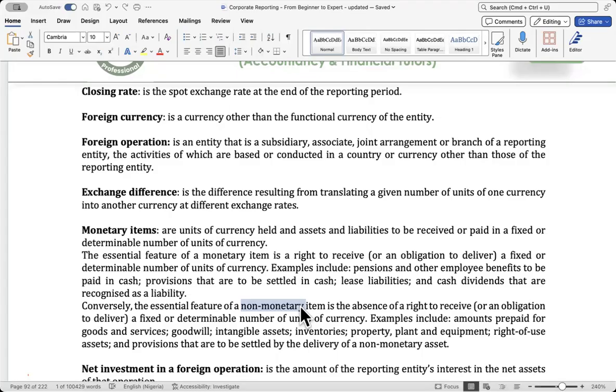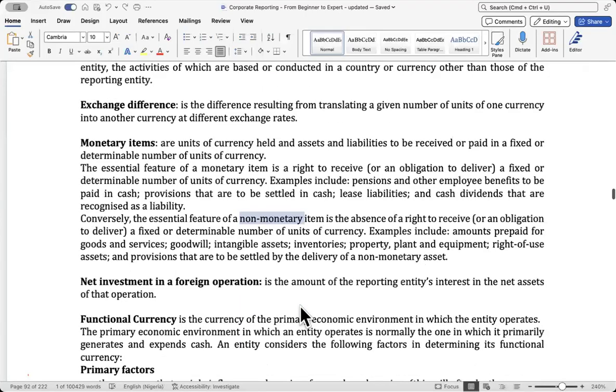Another term here is net investment in a foreign operation, which is the amount of interest in the net assets that we have in that operation, or our holding in that foreign operation, or our stake in that foreign subsidiary. So that's our net investment in a foreign operation.